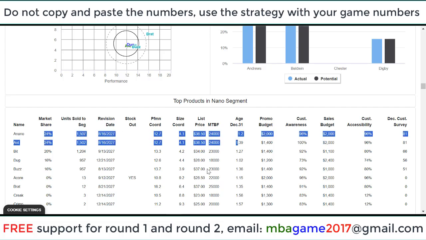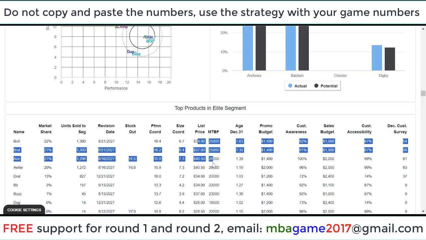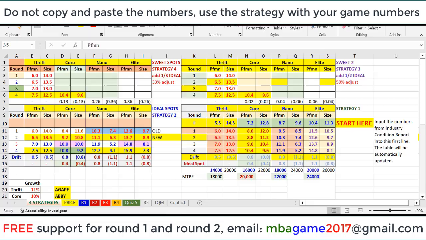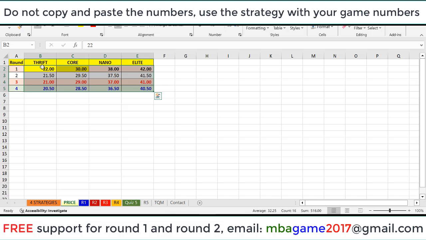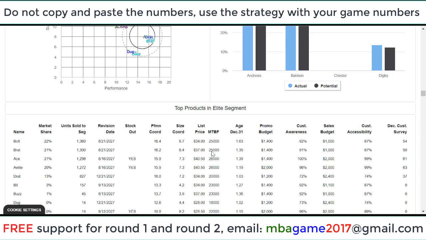You will have the best price. You see that it's higher than competitors. So set the most competitive price, right? The most competitive price. And then you can use the Excel file to keep track of the most optimal price here for 4 rounds, core, nano, and elite, and reduce 50 cents each round. So remember to check the report to see the price of your company and the price of competitors to set the best price.